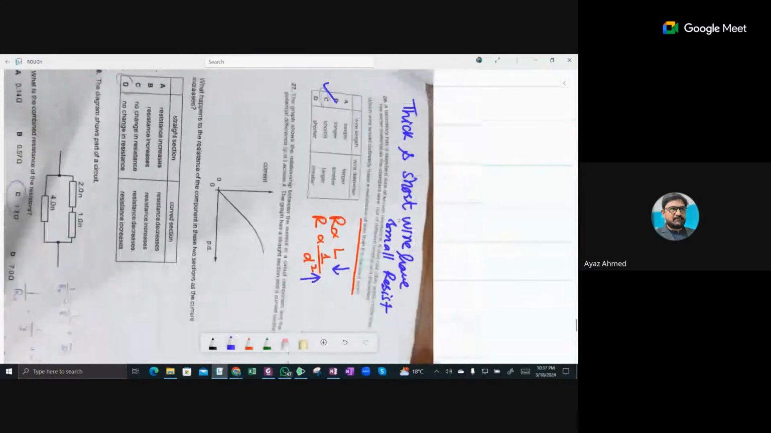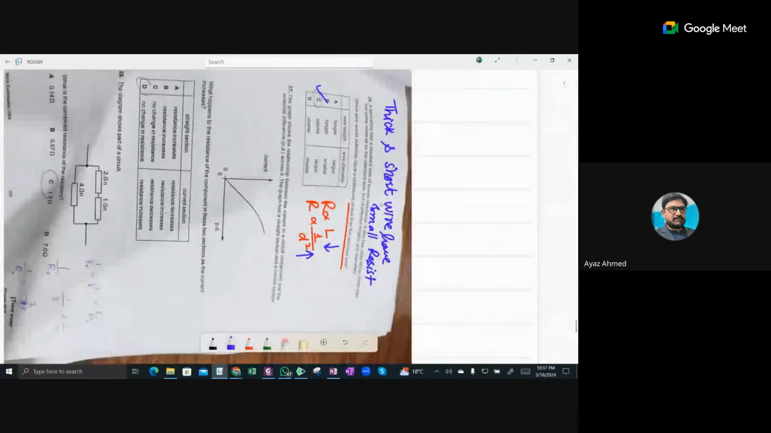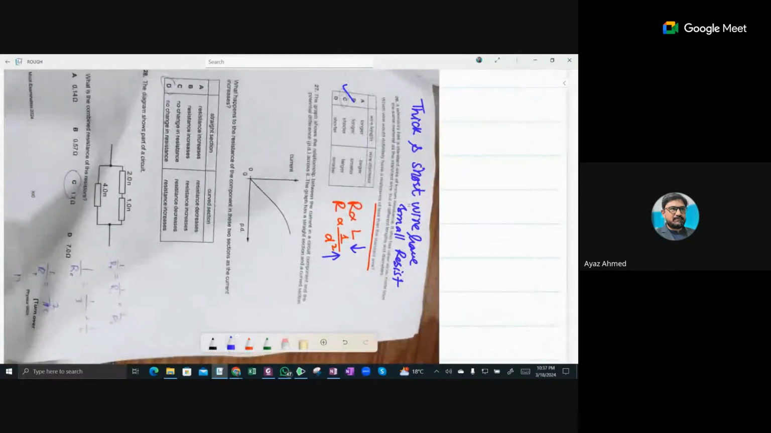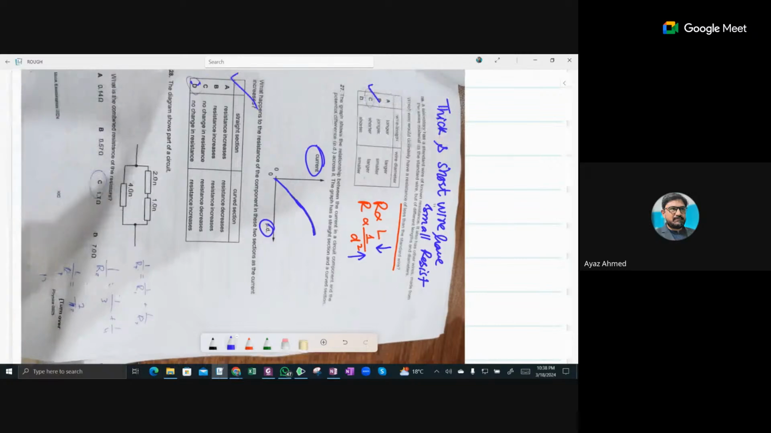Then the graph shows the relationship between current in a circuit component and potential difference. Current is at the top, and potential difference is at the bottom. So current decreases with increase in temperature. The straight section says there is no change in resistance, and the curved section says the resistance increases, because the current's value is not increasing at that rate. That's why the resistance increases. So you are correct in that one also.